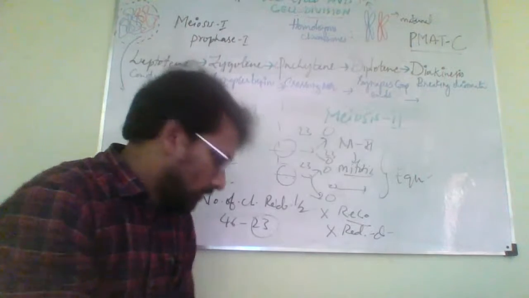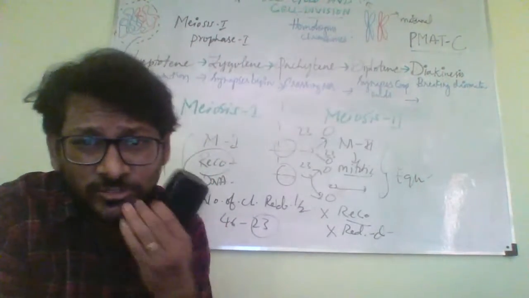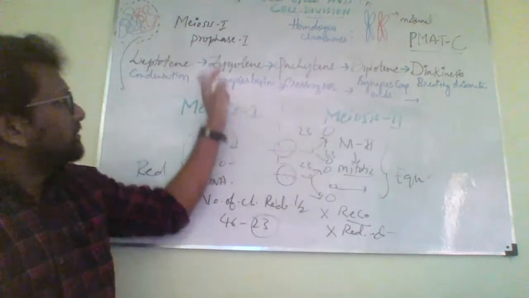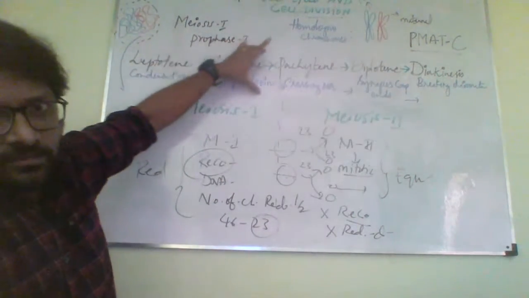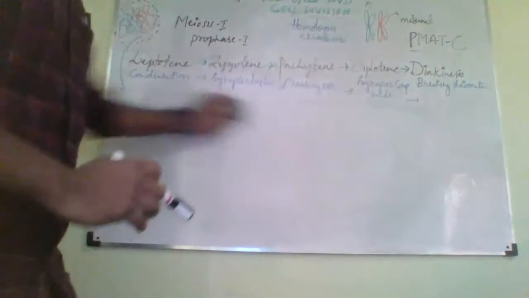Okay, fine. So let's move on to the important phases that you see in meiosis 1, prophase 1. If you are able to see this portion, that is enough. So this is an important thing, and then we can finish this lesson.